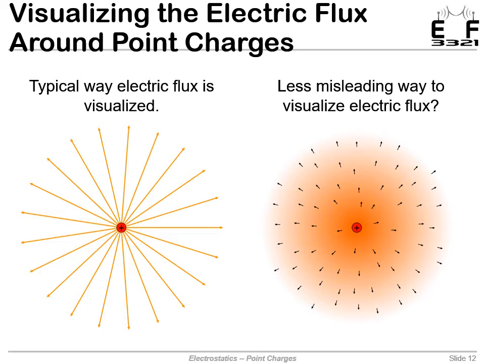So here on the left, that is the traditional way the field is drawn around charges. It's also easy to draw that. The picture on the right, I think, is less misleading. And that's the picture I recommend programming into your brain when you think of the field around the charge. However, we're going to draw the ones on the left simply because it's easier.